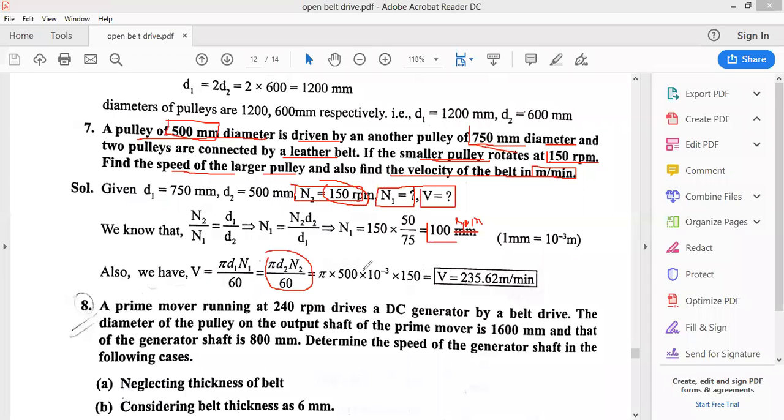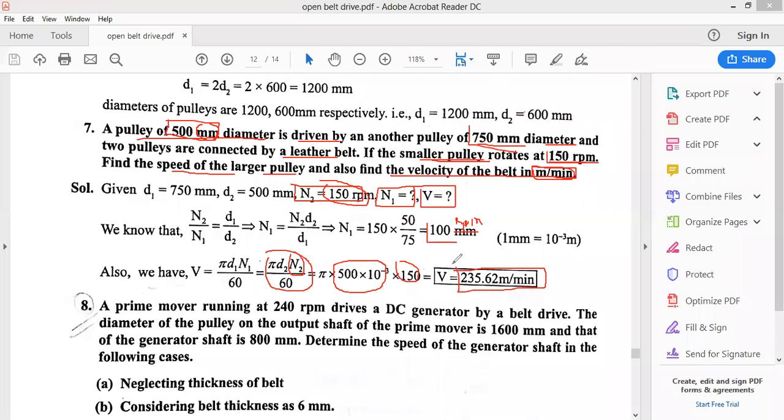So we have pi, then 500 mm at the driven end. They want it in meters per minute, but what we have here is in mm, so 500 into 10 power minus 3 converts mm into meters. The speed N2 is 150 rpm, rotations per minute, so no need to worry about that. Multiplying all these things, we will get the value. This is how we find the speed of the belt.